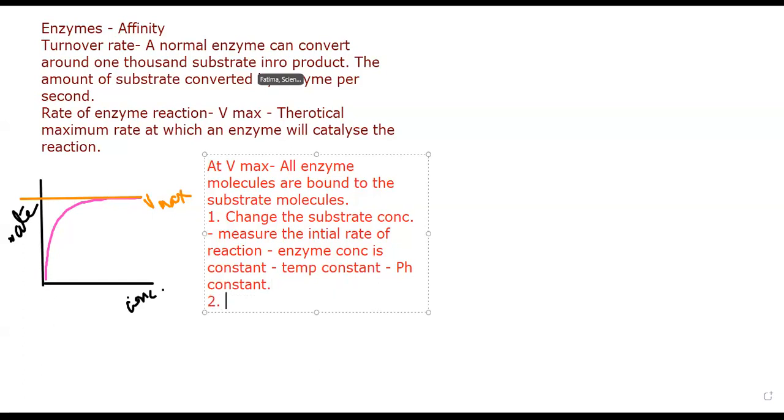So after this, what are we going to do? We are going to plot a graph of initial rate against substrate concentration. The initial rate of reaction is on the y-axis and the substrate concentration is on the x-axis. And as a result, you're going to end up getting the curve that I've drawn.